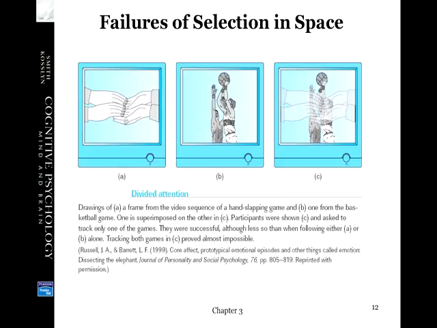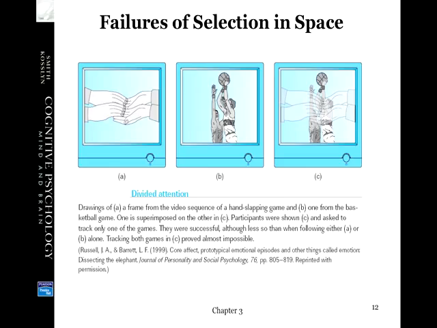So here's the story. They had people that were in scene A here counting the number of hand claps. So they're playing like patty cake. And then scene B here, they're counting the number of basketball passes or jumps. And then in C, all the way here on the right, they were having people do both. So if you got A or B, you were doing a focused attention task. If you got C, you were doing a divided attention task.